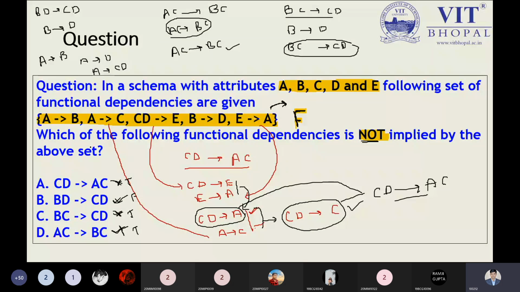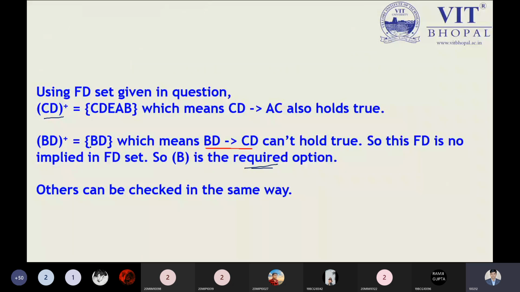Now after this point, the answer we have already written. So BD cannot hold true. So this FD is not implied in the FD set. So B is the required option we have. The other options we have already checked, so there will be no issue.